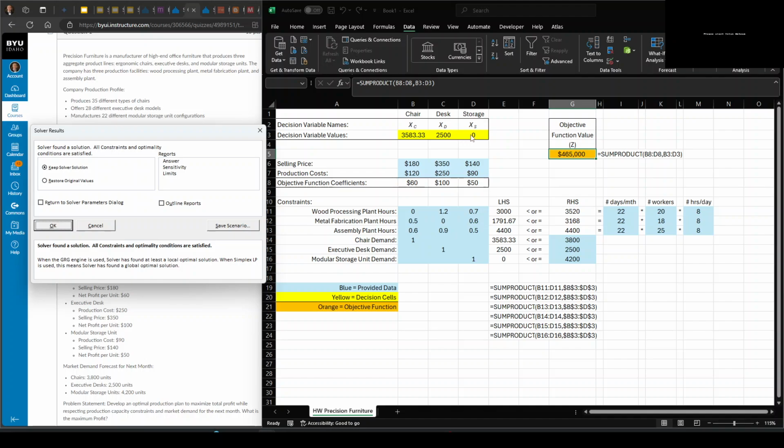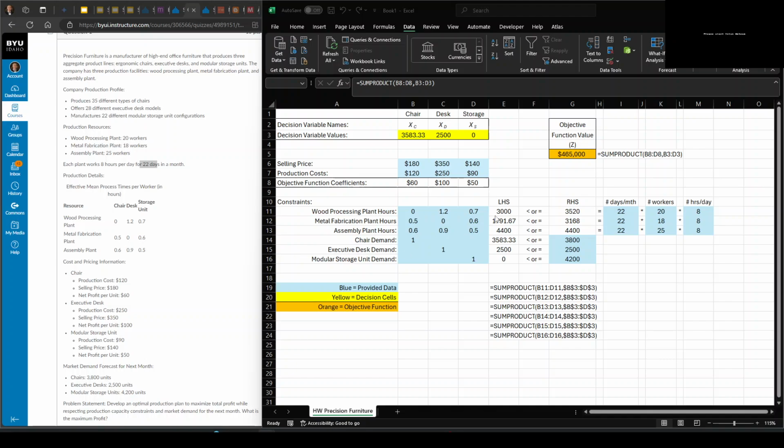2,500 desks and 0 storage units. How about that? So this model suggests that not producing any storage units will actually lead to the highest amount of profit. Yeah, I hope their customers are okay with that. But that's the model. And so we'll click OK to close this solver results window, and it will leave this solver answer here. And that is the solution to this homework problem.